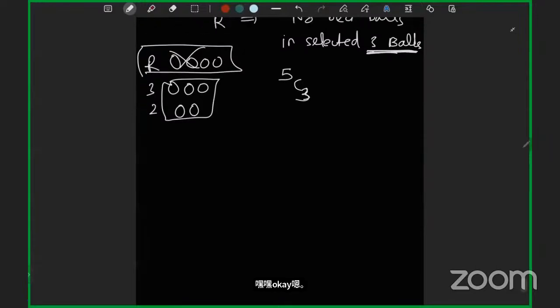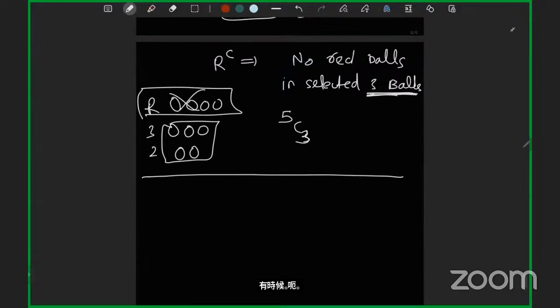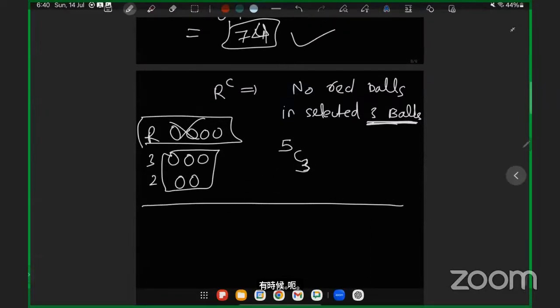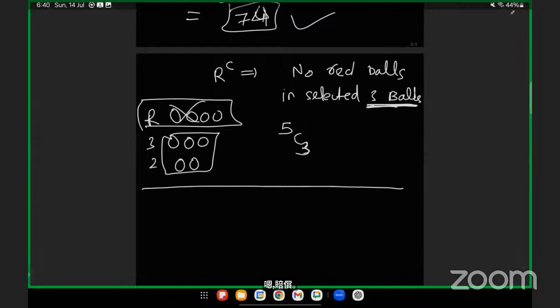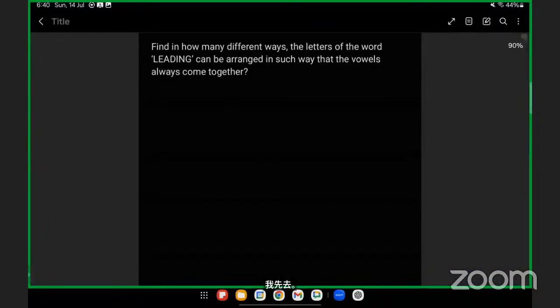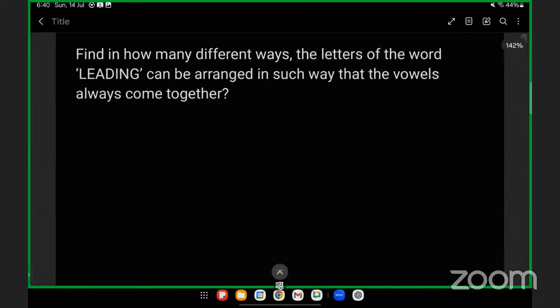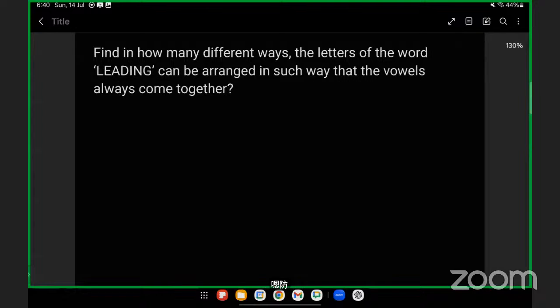Okay, now let's do a question. How many ways can the letters of the word LEADING be arranged such that the vowels come together? Any suggestion from you on how to solve this?